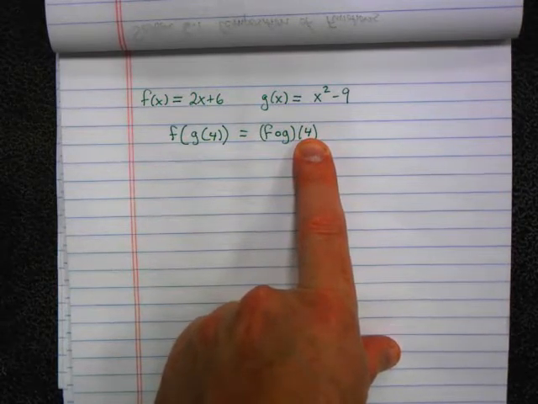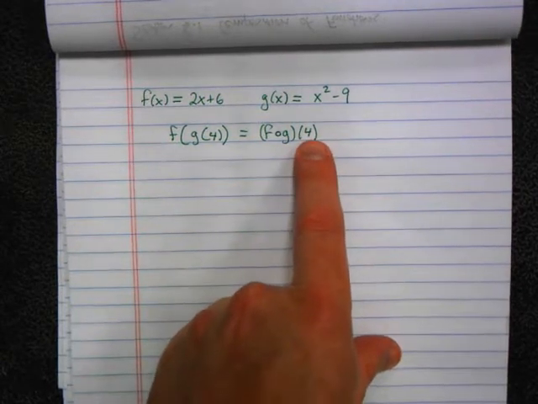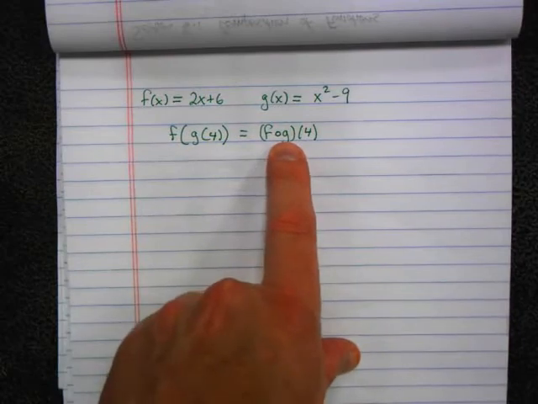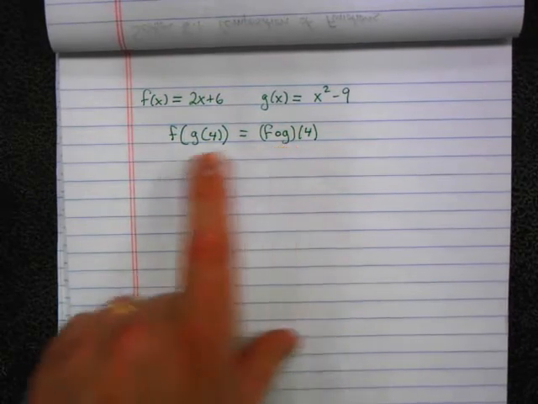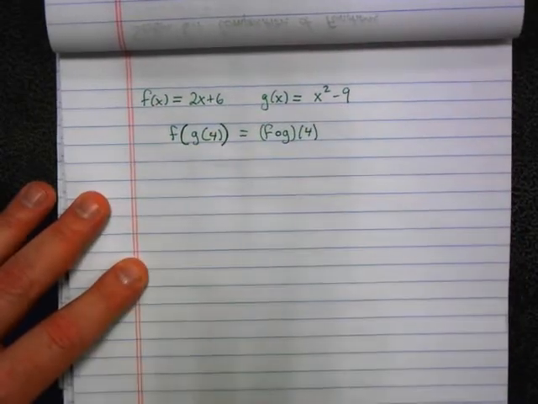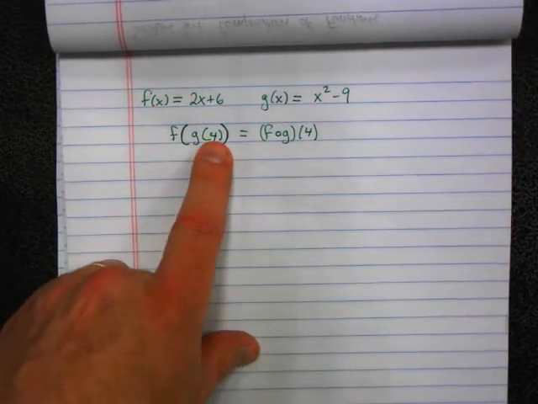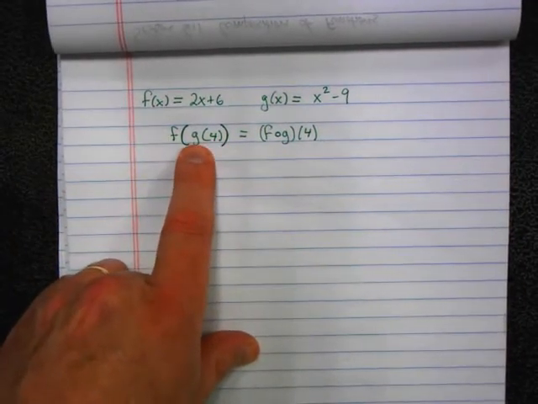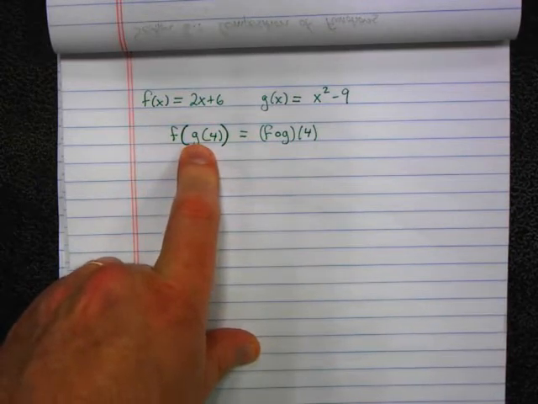Other way around. This is kind of weird. This actually goes right to left. You're going to start with the number 4, and you're going to plug it into G first. And it makes more sense when you have it written this way because it's inside the parentheses. So I'm going to take the number 4, plug it into G, and that's going to give me an answer. And then what am I going to do with that answer?